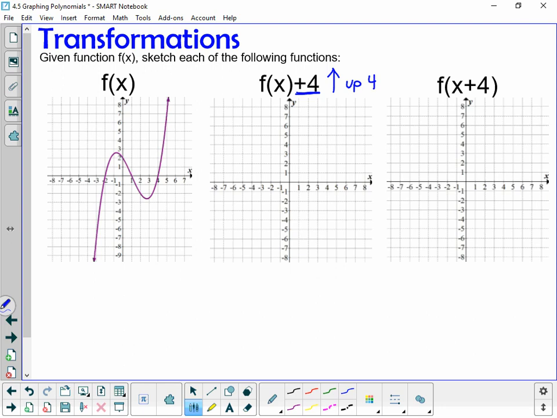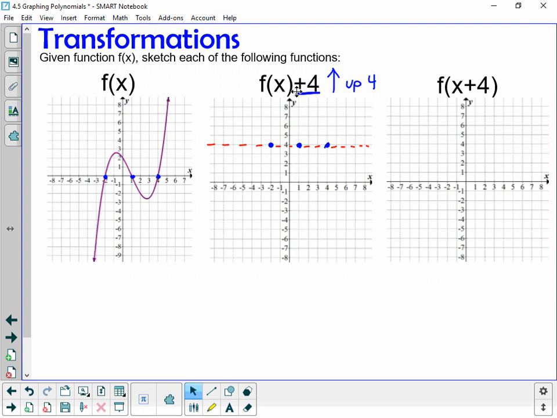To transform this, what I would like to focus on is these intercepts first. Right now the intercept is at -2. We want to shift that up 4 units. Another intercept is at +1. Again, we want to shift it up 4 units. And the last one is at +4. We're going to shift that up 4 units. In some ways, you could almost think about that as shifting the x-axis up to the +4. That still makes it difficult to sketch, though.